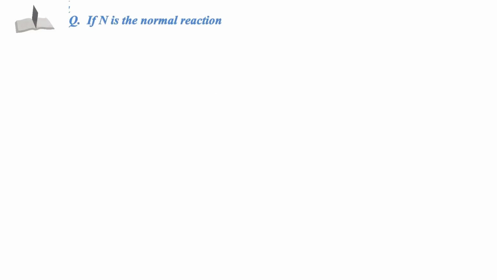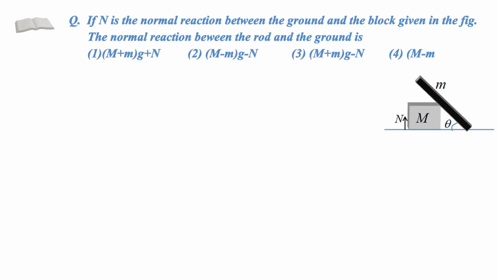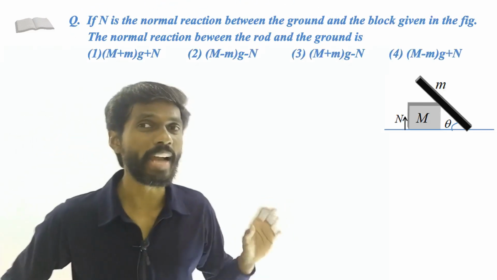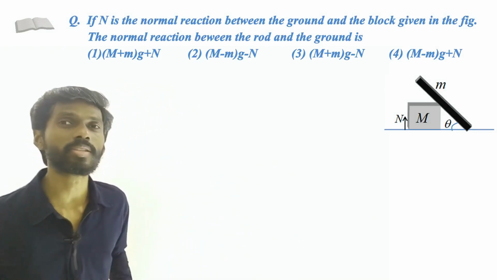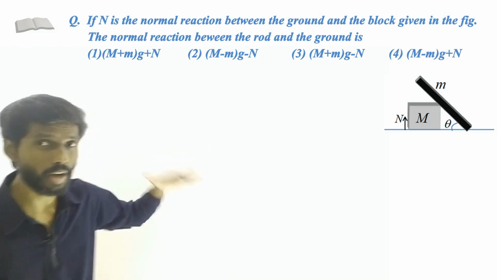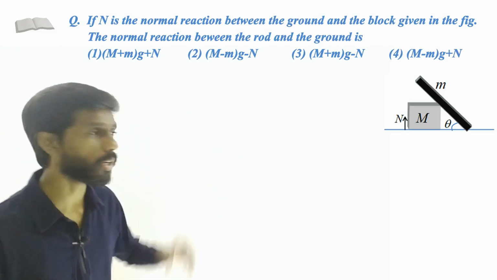If N is the normal reaction between the ground and the block given in the figure, the normal reaction between the rod and the ground is. Here we have a block and a rod placed like this. We have to find the normal reaction. There are three normal reactions, right, between the block and the ground. So that is N. That is in the vertically upward direction because it is perpendicular to both the surfaces.